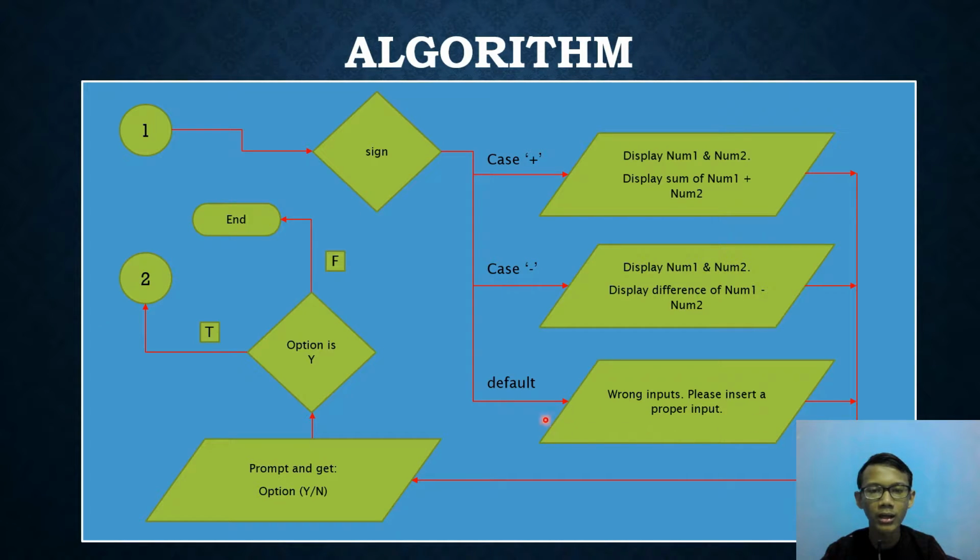But since we have put a condition that the sign needs to be plus or minus only, the default is actually useless. And then we can prompt and get from the user whether the user wants to repeat the program or not. So if the user wants to repeat the program, the whole program, we can return back to the first statement, which is to prompt and get numbers from the user and also the sign from the user. But if this condition is false, we will terminate the program.